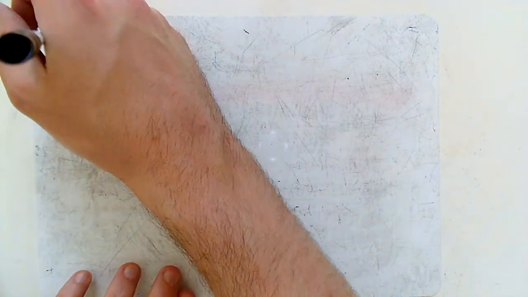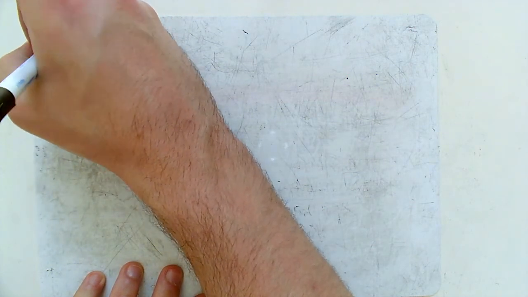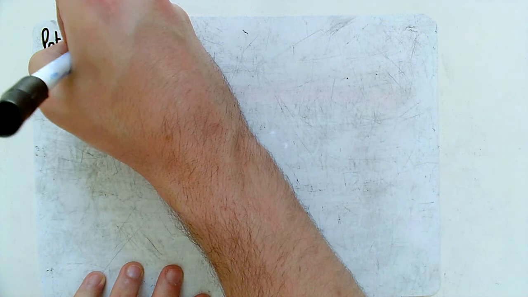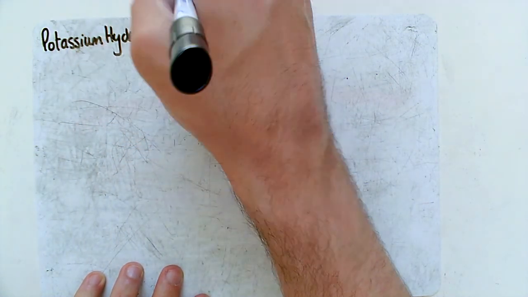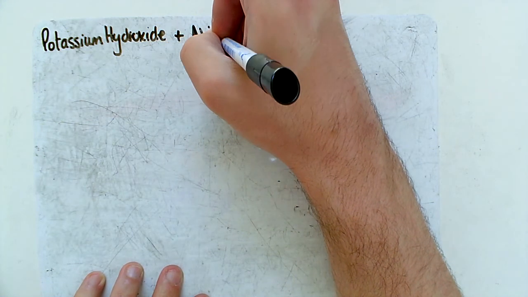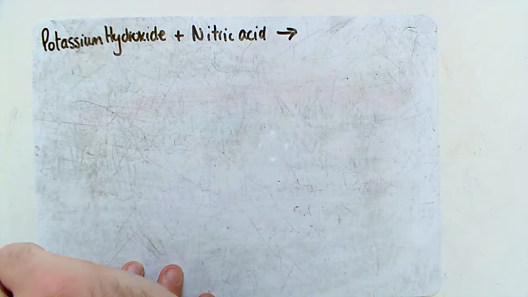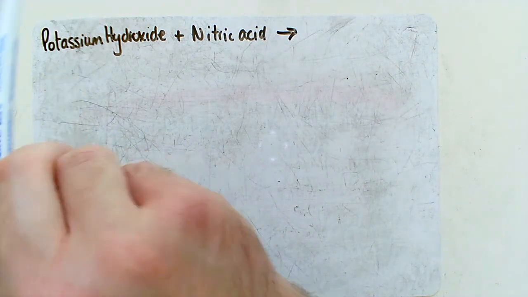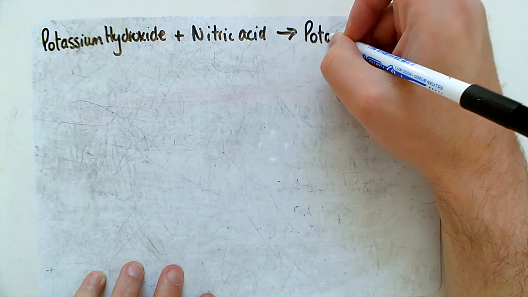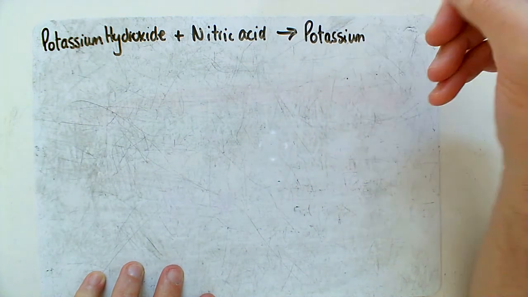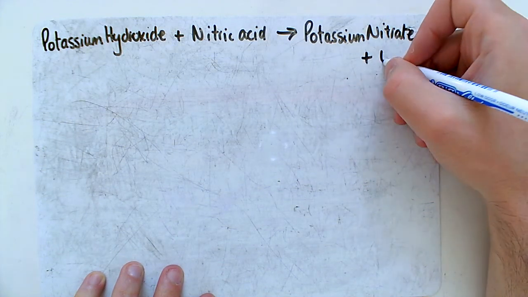What we'll do is we will do potassium hydroxide plus nitric acid going to, well, the name of the salt, we take the metal from here and we take the part from the acid to give the second part, so it's potassium nitrate plus water.